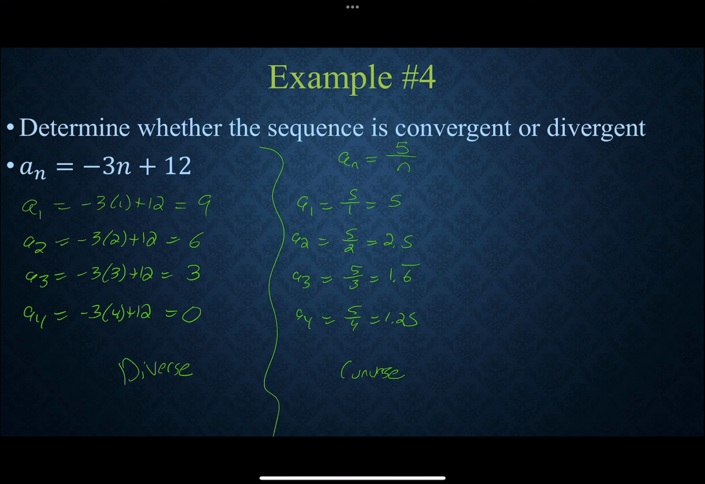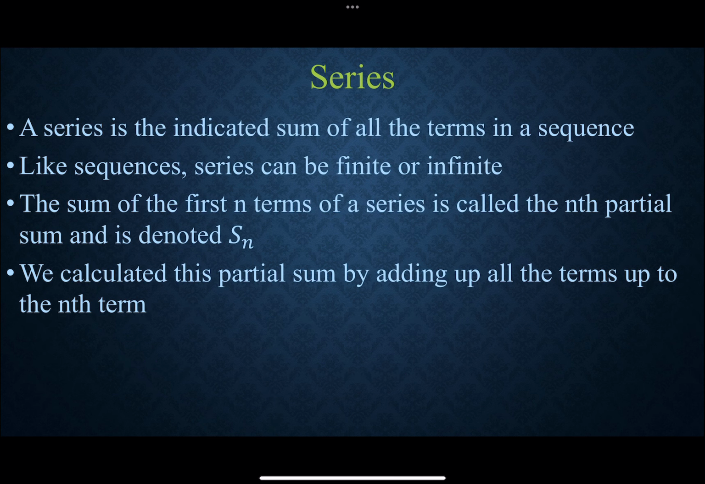And again, I'll show you on the calculator as well, the whole converging versus diverging, how you can see that with the table of values going forward. Now, a series. A series is the summation of all the terms in the sequence. Like sequences, the series can be finite or infinite. Typically, if it's going to be finite, that's a little bit easier to figure out.